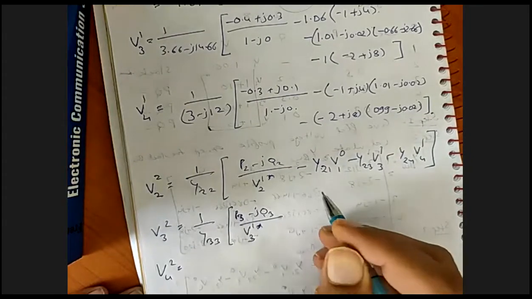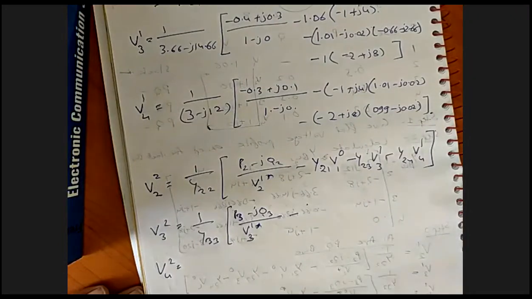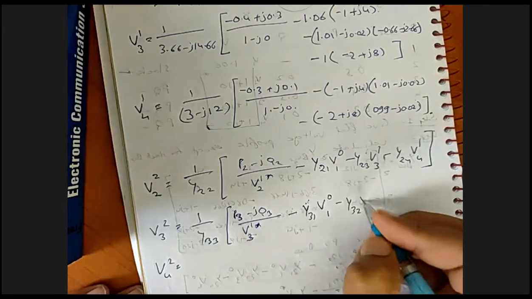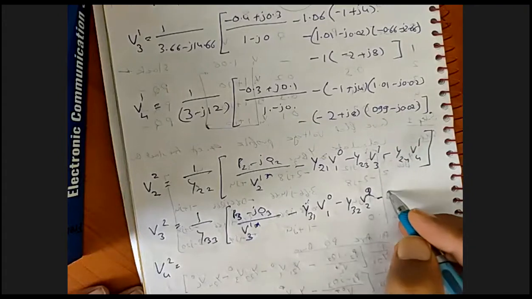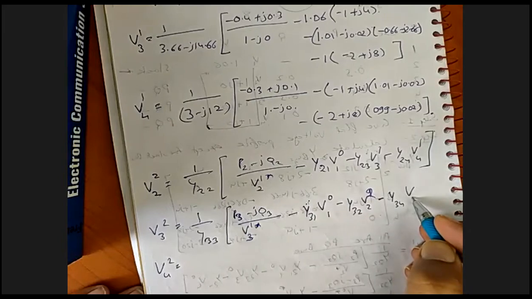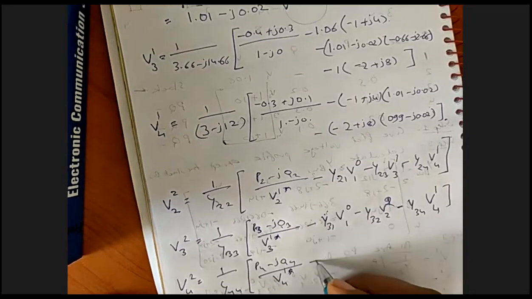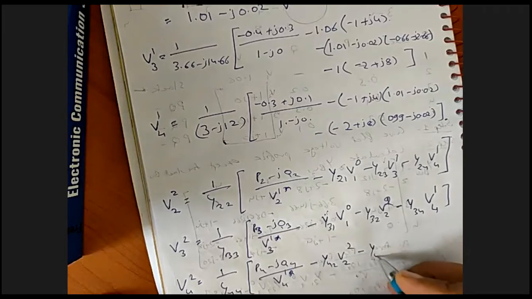V31 star, minus Y31 V10 minus Y32 V21, minus Y34 V41 minus Y34 V41, 1 upon Y44, P4 minus jQ4 divided by V41 star, minus Y42 V22 minus Y43 V32.